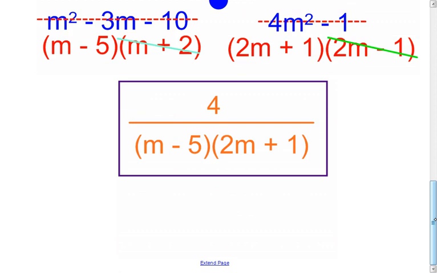And I did not put any of the things about what m can't be. So I will add that here really quick. M can't be 5. It can't be negative 2. It can't be 1/2. Or it can't be negative 1/2. Okay, it can't be those 4 things.